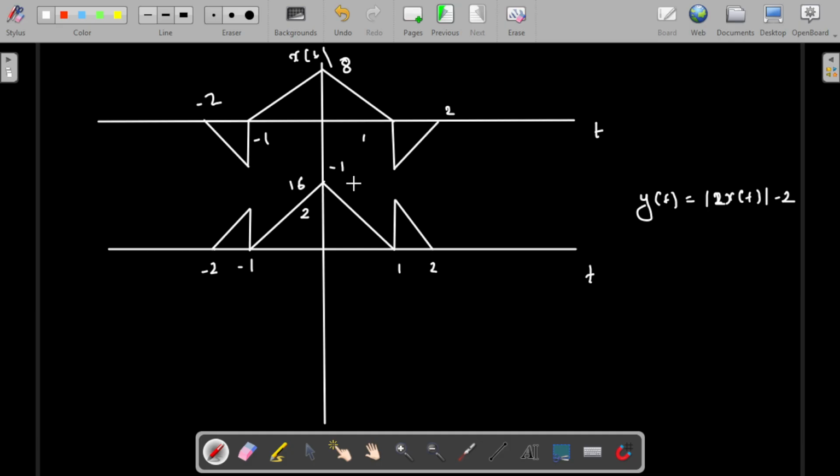Okay, so here we have taken the modulus. So what is the difference here? This graph is 2 x of t. So this is how it will be changed. Another thing we have to do is downshift this by 2. If we downshift by 2, then what will happen? Let me write that here.